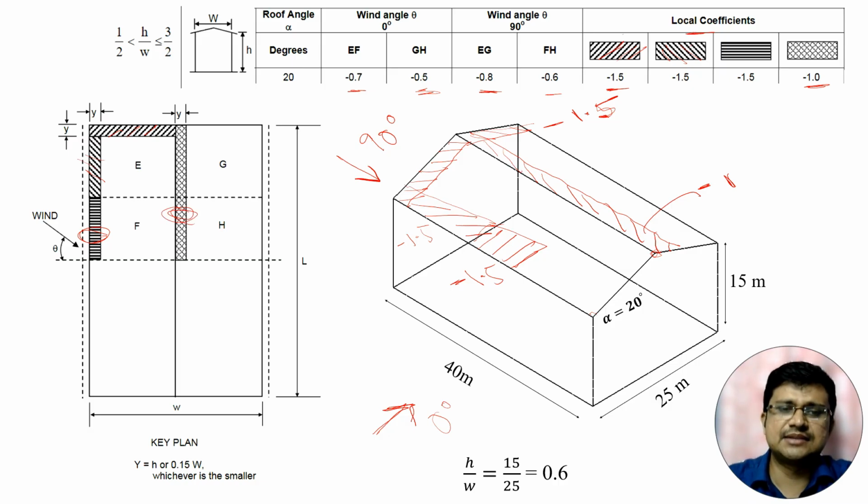Now, how much is this length? This length in plan is given in our code. It is h or 0.15 w, whichever is smaller. So for our building, h is 15 meter and 0.15 w, 0.15 into w.